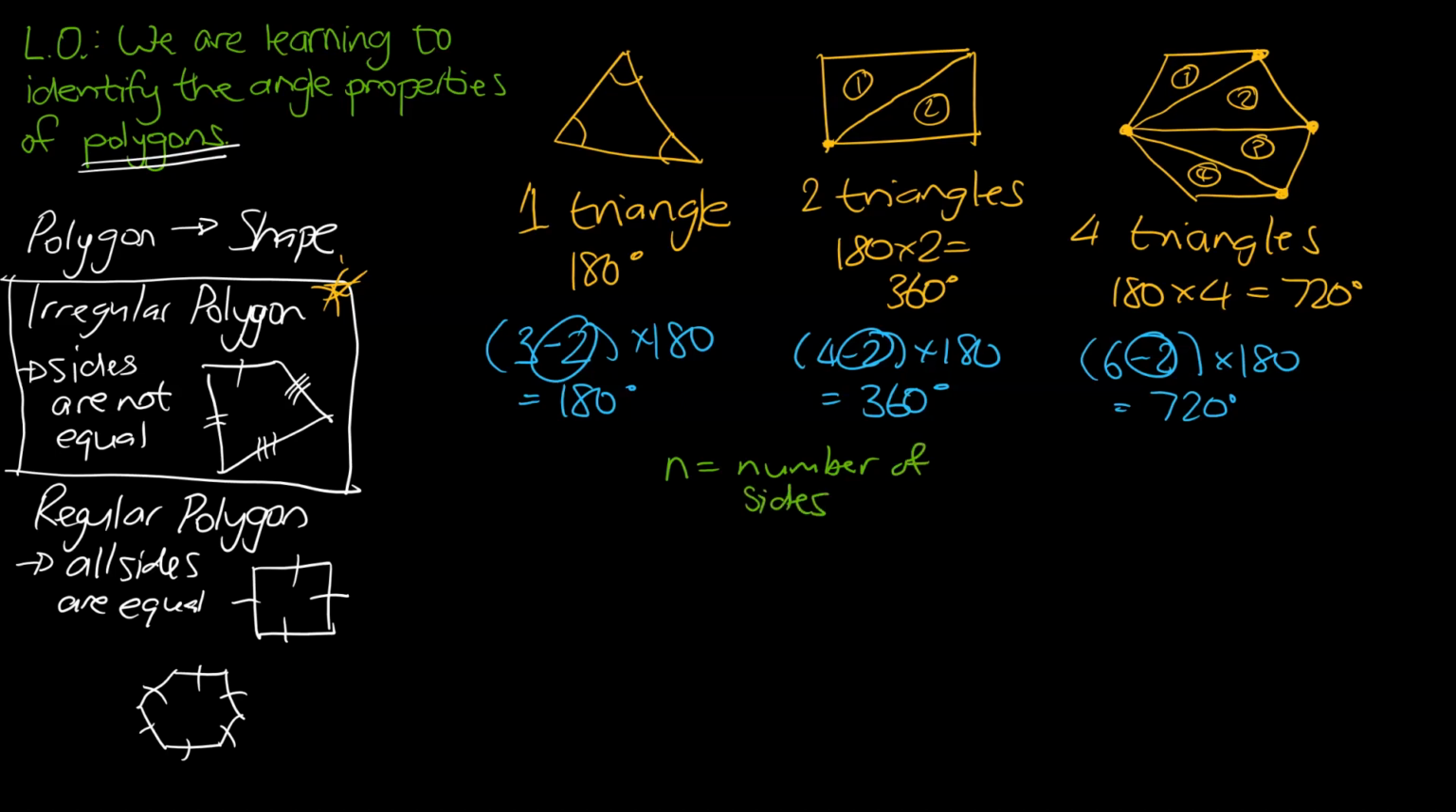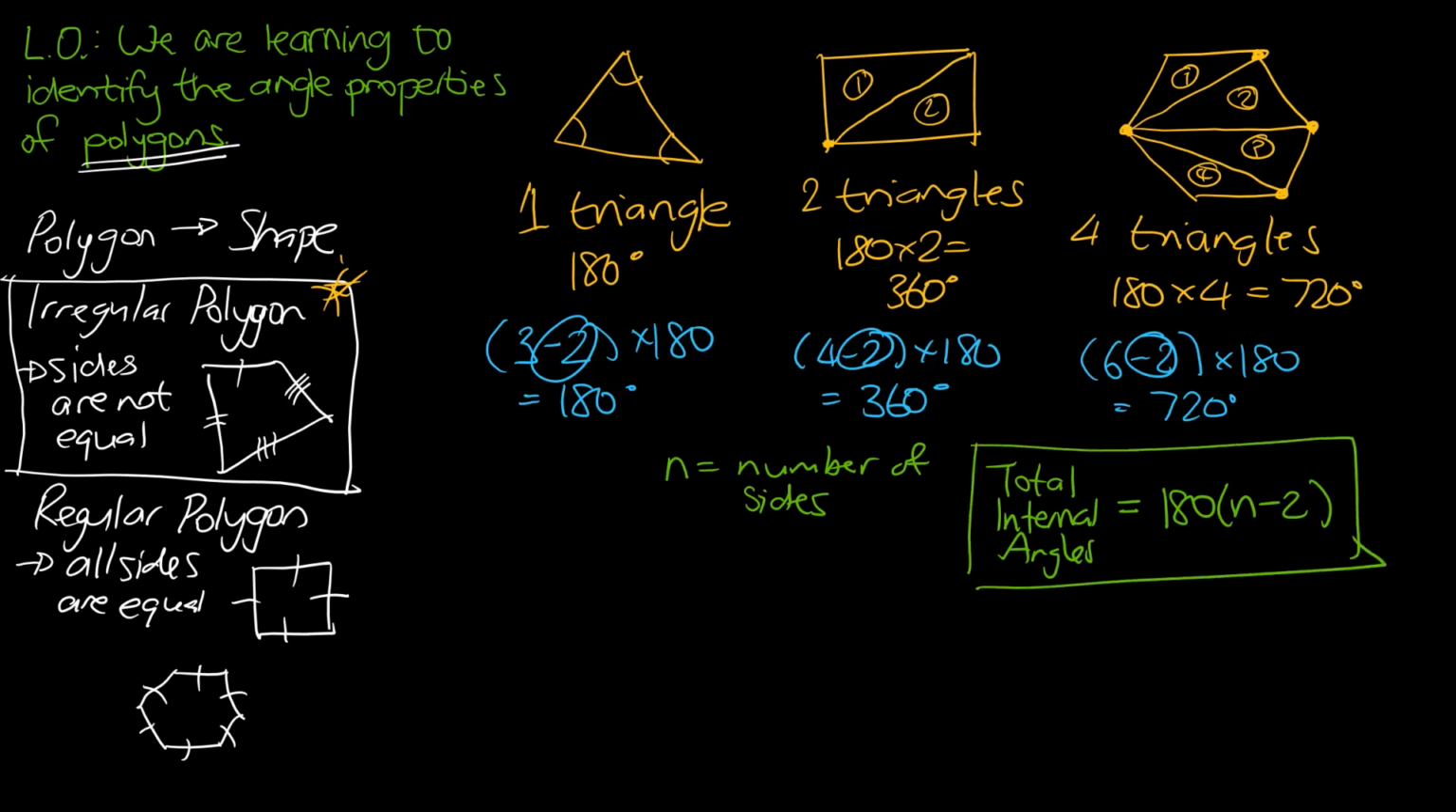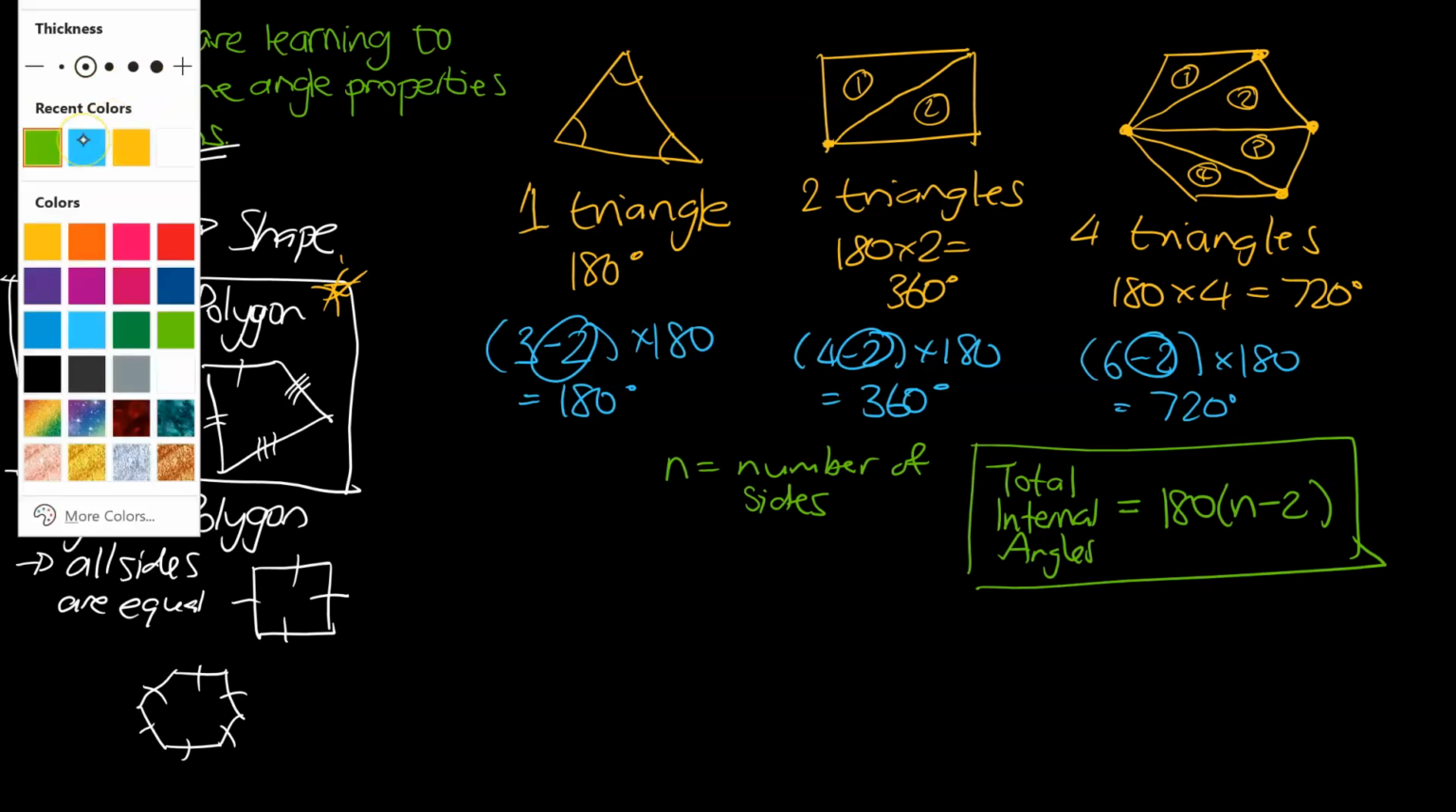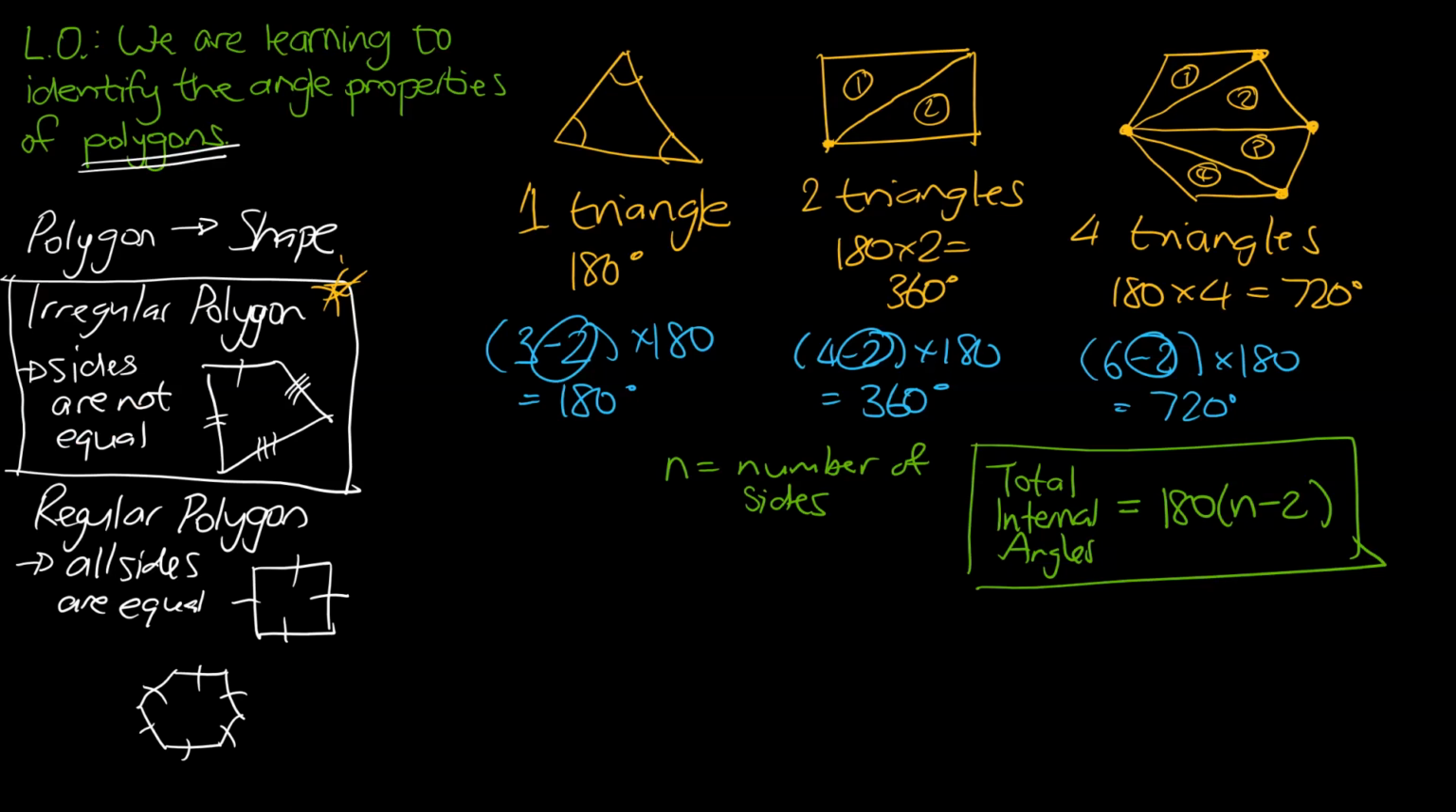So if you can count up the sides, you can say that the total internal angles are going to be equal to 180 degrees times the number of sides minus 2. So we'll be able to use that formula instead of breaking it up into the separate triangles. Okay, so we're then going to get into some questions just to demonstrate how this works.